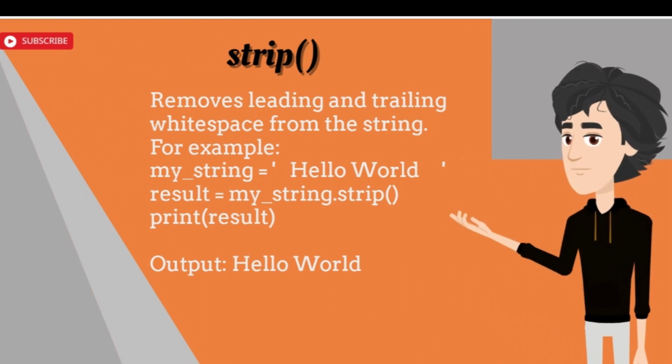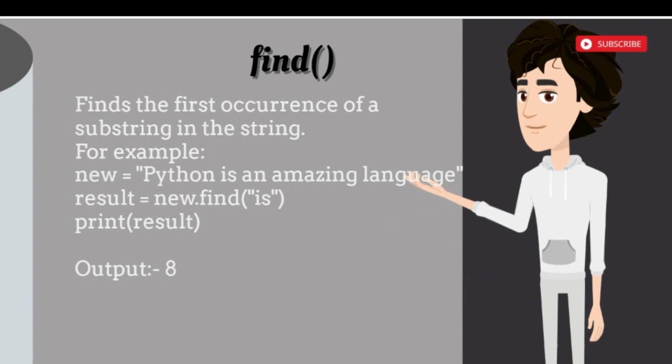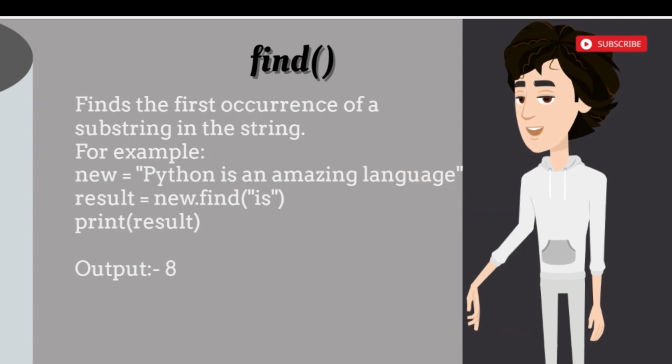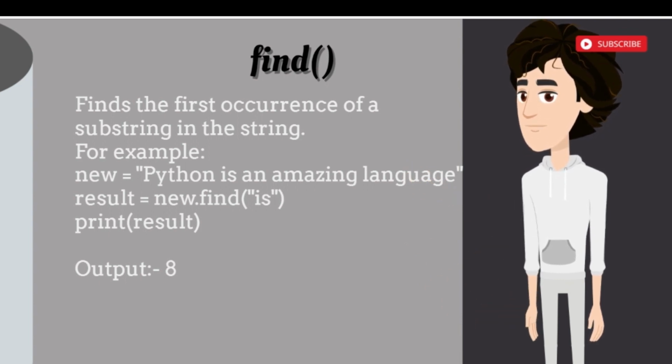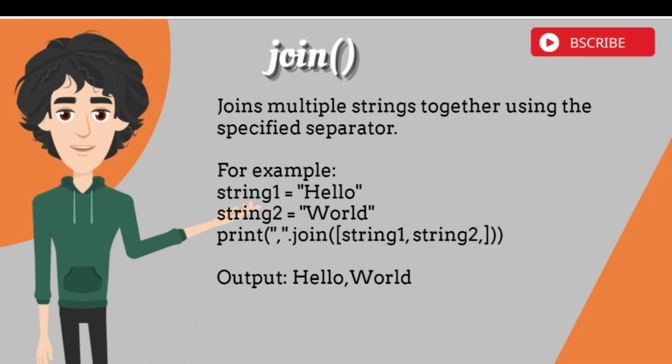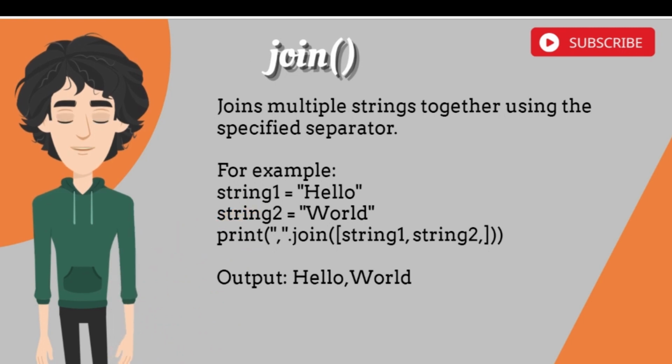Strip. Removes leading and trailing whitespace from the string. For example, my_string equals hello world. result equals my_string.strip. Print result. Output, hello world. Find. Finds the first occurrence of a substring in the string. For example, new equals Python is an amazing language. result equals new.find is, print result. Output, 8.